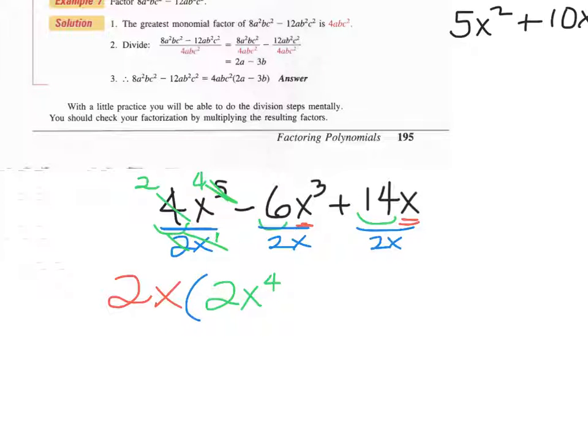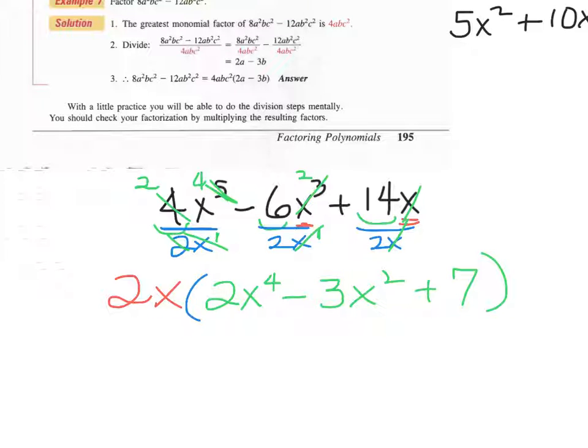Then I'm going to shift to the middle term, and I'm going to divide -6 by +2, which will give me -3. And then I can subtract my powers here. x to the 3rd divided by x to the 1st gives me x squared. And then lastly, 14 divided by 2 gives me 7. And then x to the 1st divided by x to the 1st is 1.